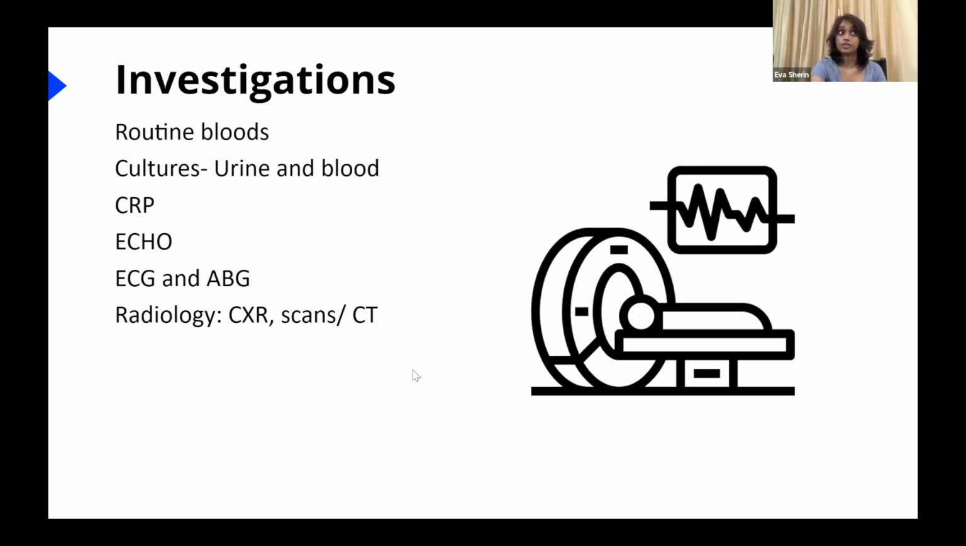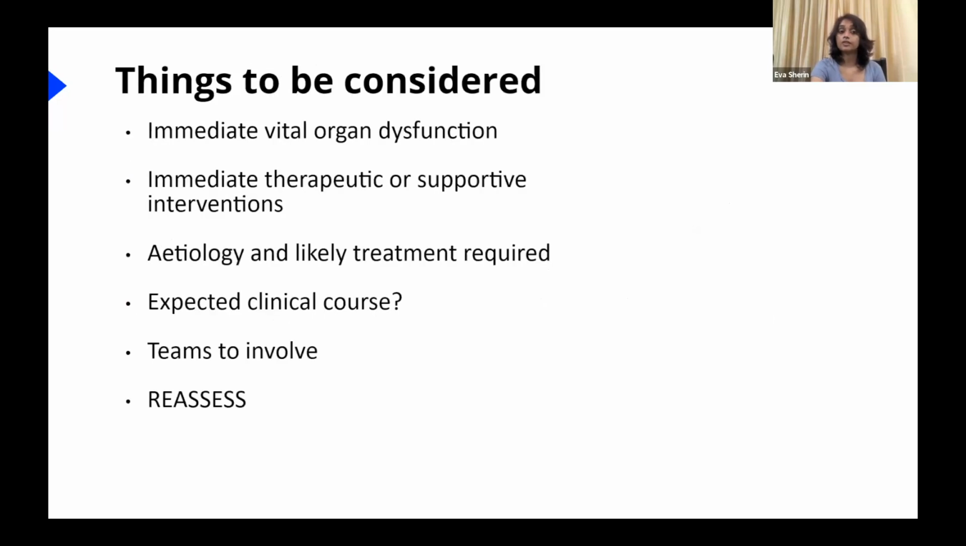If there is a surgical complaint and the patient had a surgery and you think a CT is warranted at this point, then get a CT. Things to be considered, like I said, at this point is immediate vital organ dysfunction. Is there any significant drop in your eGFR, or does the patient have significant respiratory compromise? What are the immediate therapeutic and supportive interventions that you can do at this point? What can be done by the other teams? What can you do? What can the nurses do?